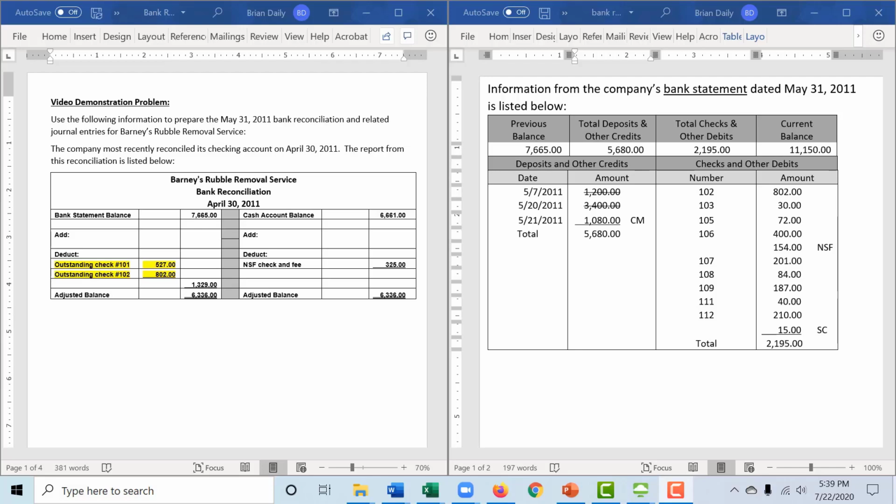On last month's report, we see two outstanding checks, numbers 101 and 102. If we look on the bank statement, we can see that check 102 is listed and the amount on the bank statement of $802 matches the amount from the report, but check number 101 is not listed on the bank statement and therefore is still outstanding. Outstanding check number 101 needs to be reported on the May 31st bank reconciliation report.